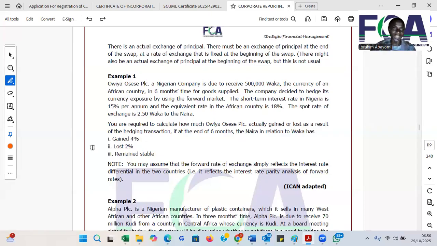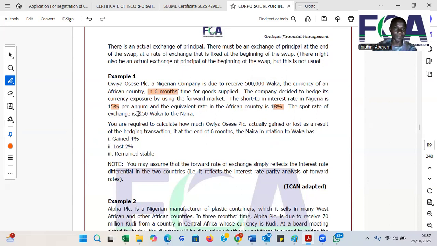Now we have Nigeria's interest rate at 15%. The interest rate in the African country is 18%. Interest rate is quoted per annum, please take note. Our transaction is only for 6 months. It means I need to take half of the 18% and half of the 15%, because I want to predict for just 6 months, not 1 year.